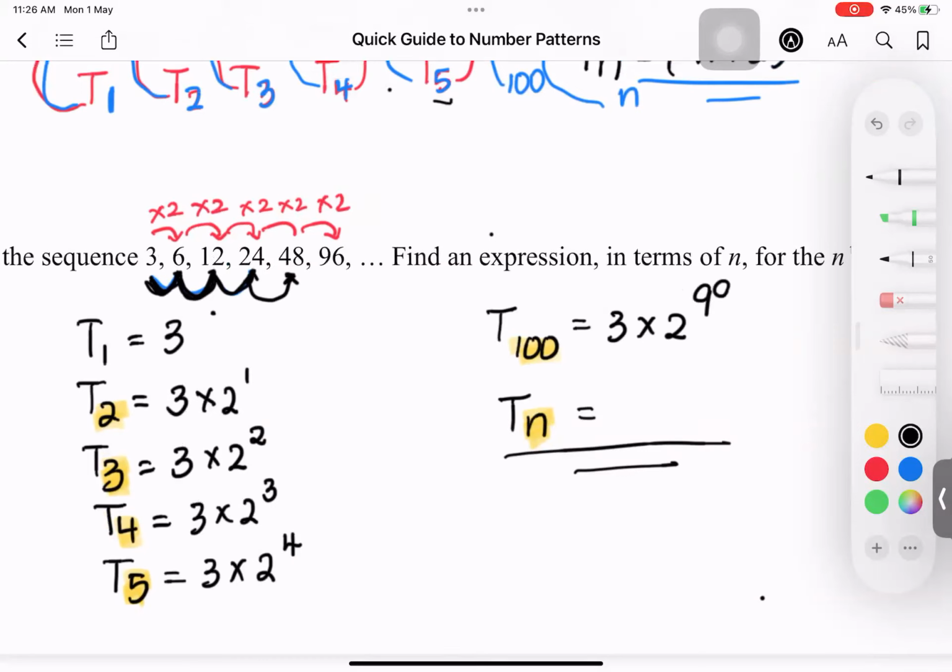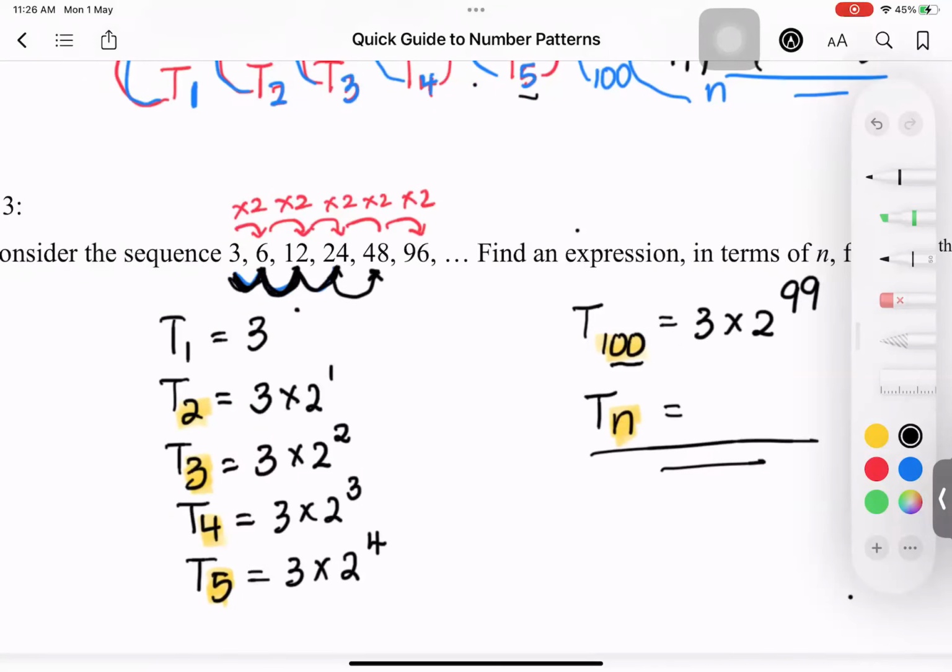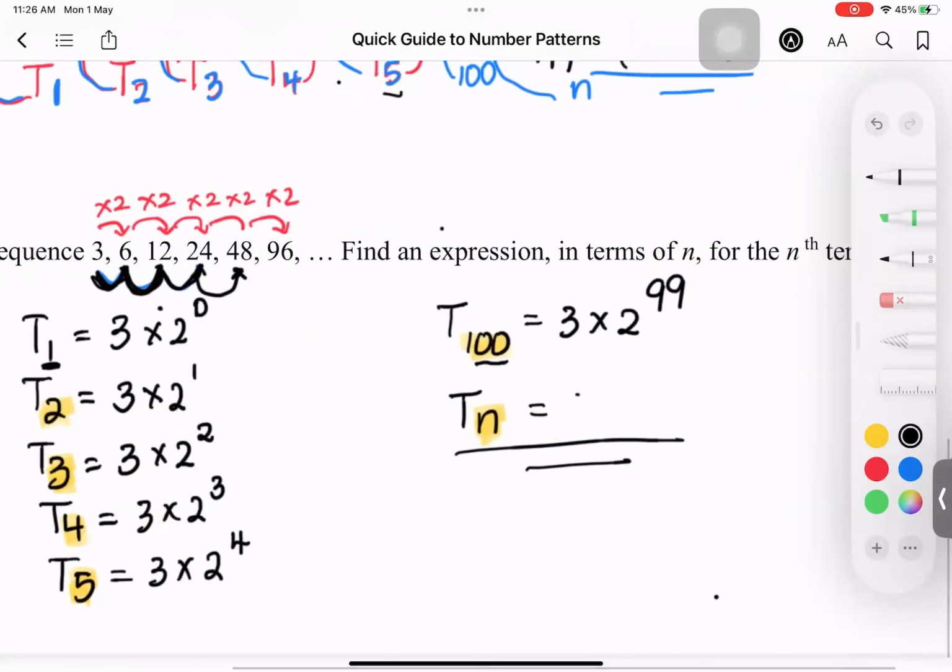99. 99, correct. How did we get 99? We took 100 minus 1. So our general formula: I take the first number, 3, times 2 to the power of term minus 1. For term 1, 1 minus 1 is 0. So if I give you n term, the formula will start with 3, the first term, times 2 to the power. This power is always short of 1, isn't it? So it's n minus 1. Okay, so this whole thing will be the answer. Is that okay?